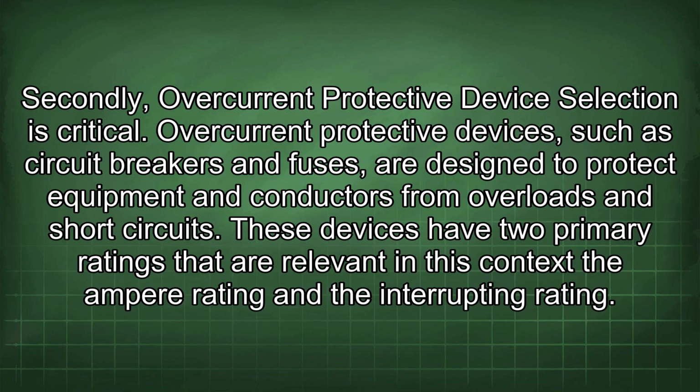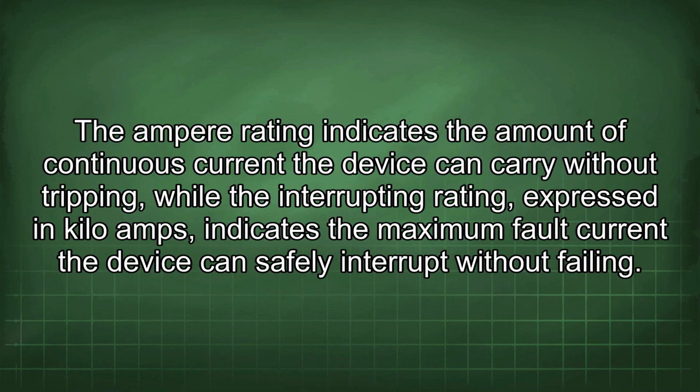Secondly, overcurrent protective device selection is critical. Overcurrent protective devices, such as circuit breakers and fuses, are designed to protect equipment and conductors from overloads and short circuits. These devices have two primary ratings that are relevant in this context: the ampere rating and the interrupting rating. The ampere rating indicates the amount of continuous current the device can carry without tripping, while the interrupting rating, expressed in kiloamps, indicates the maximum fault current the device can safely interrupt without failing.